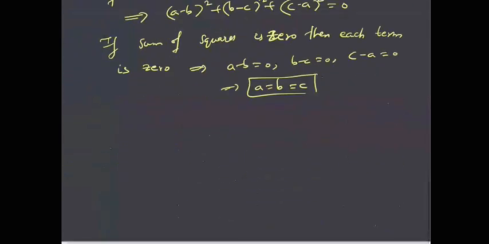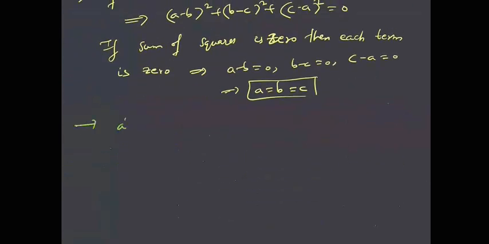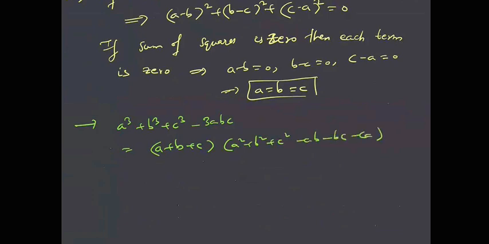So if you notice this expression a cube plus b cube plus c cube minus 3abc, right? Then you can see this as (a plus b plus c) into (a square plus b square plus c square minus ab minus bc minus ca), right? This we have already discussed.